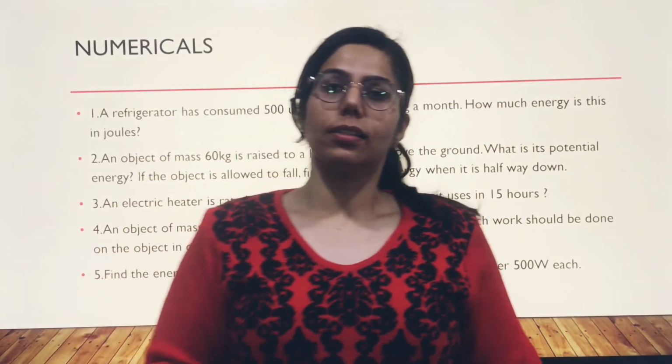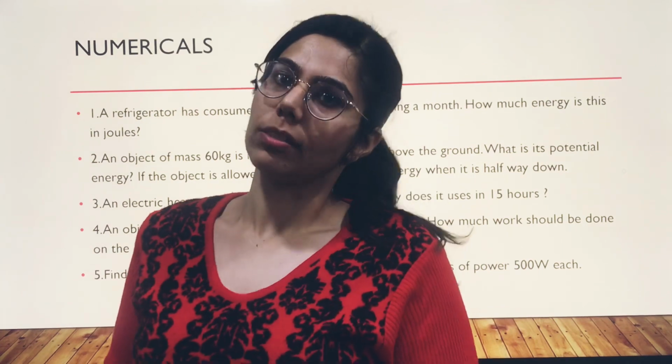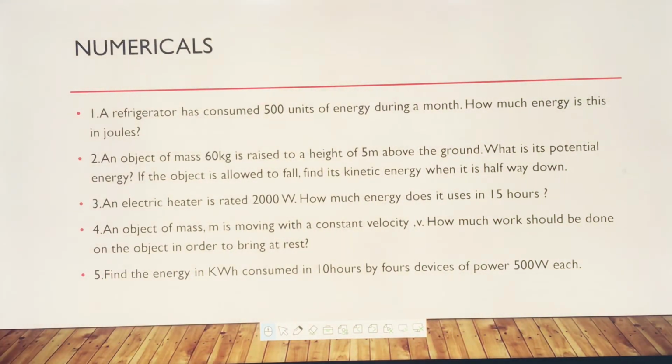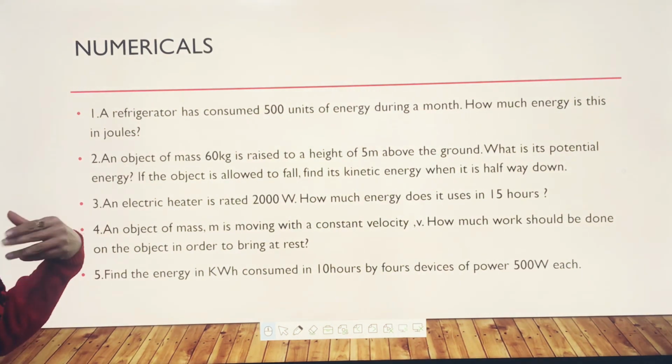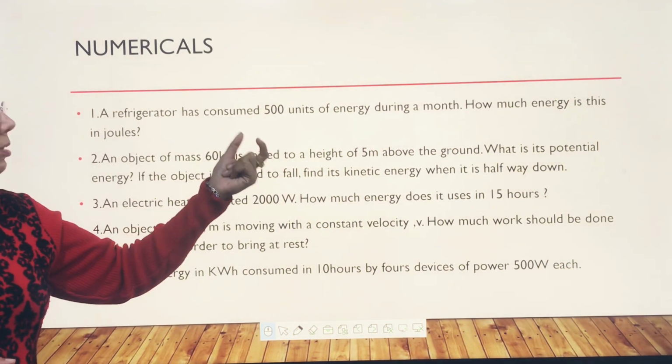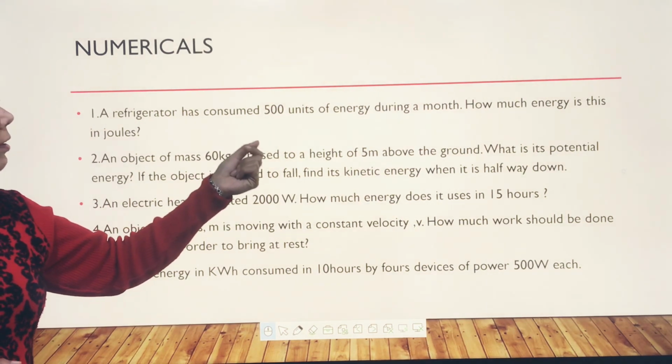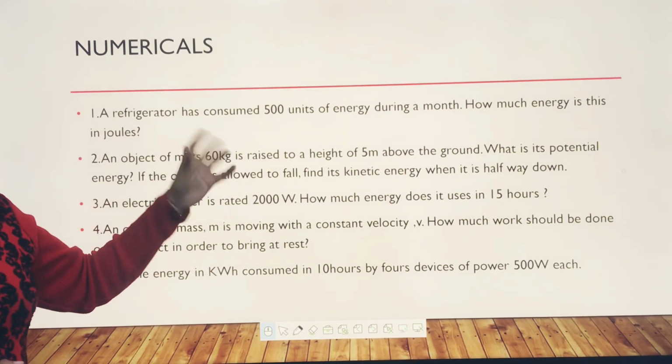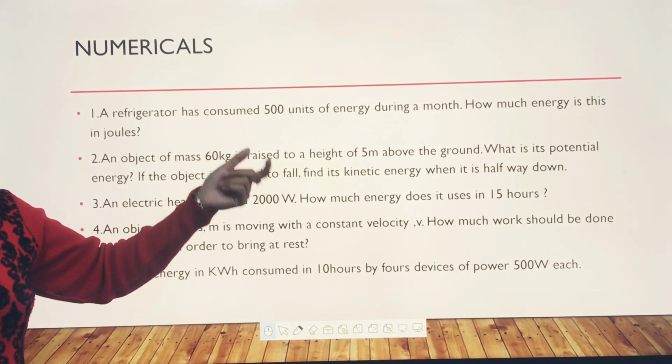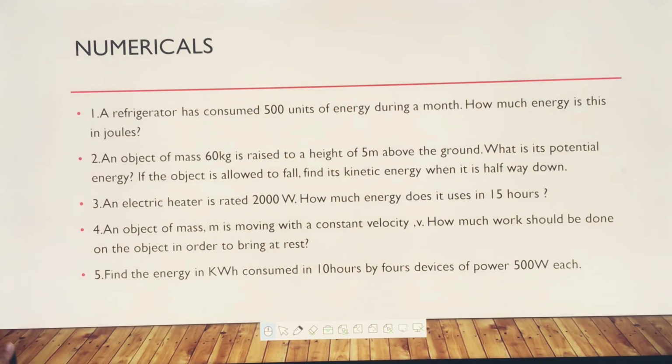Yes, now we shall start some numericals based on the prior concepts. The first numerical is: a refrigerator has consumed 500 units of energy during a month. How much energy is this in joules? So what is given to us? We are given that the refrigerator has consumed 500 units of energy, and we need to find out the same energy in joules.